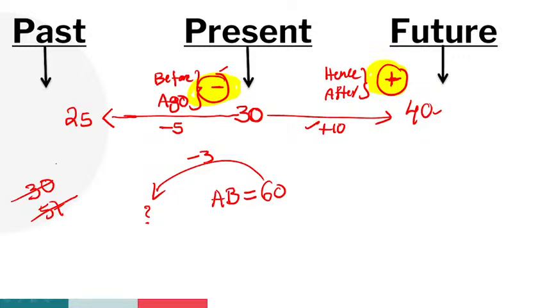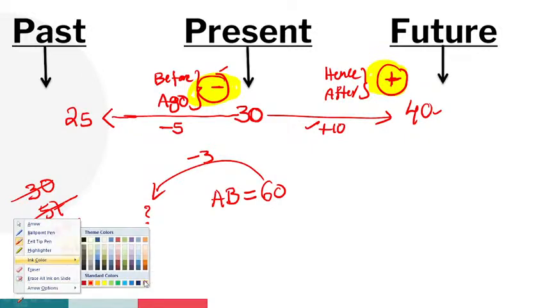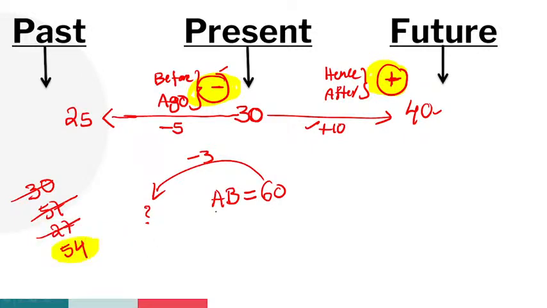Somebody saying answer 27. 27 is very good, but wrong answer. Somebody saying answer 54. Very good, excellent. 54 is the right answer, guys. Listen, guys, here carefully. For example, A is myself and B is yourself. Okay?